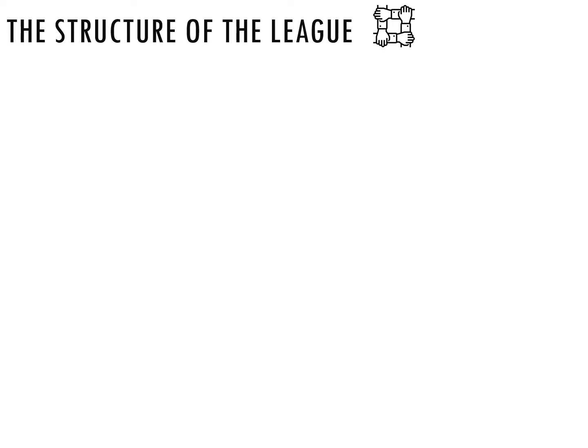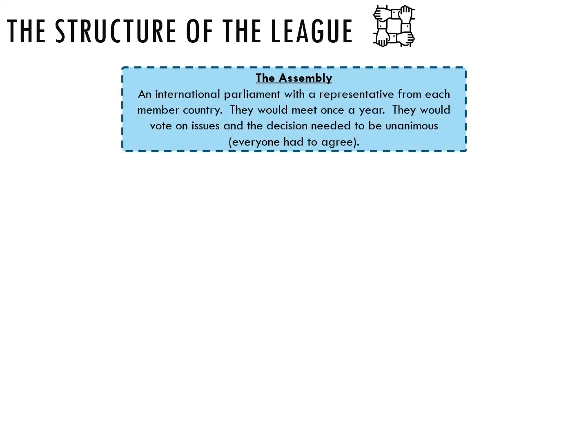So how was the League structured? A key part of the League was the Assembly. This was an international parliament that had a representative from every single country that was a member. They would meet once a year and vote on issues, but the decision had to be unanimous. They made decisions about membership of the League, membership of the Council, how the League should spend its money, and appointed the judges to the Court of International Justice. Every country had an equal vote in those.